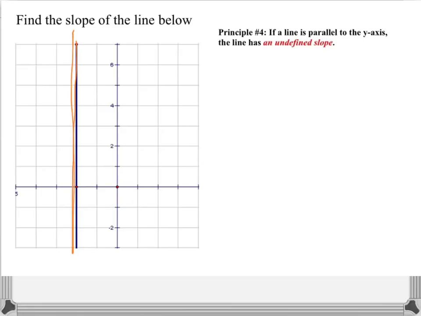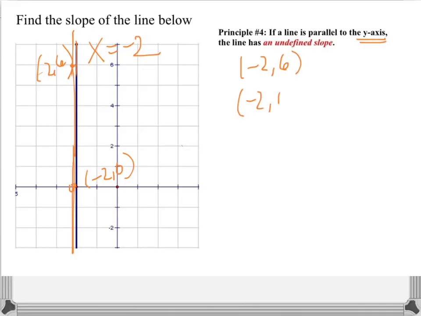The equation of this line is x is equal to negative 2. If you have a line that's parallel to the y-axis, and you try to find the slope of this line, let's take a couple of points here. Let's just take this point right here. This point is negative 2, 0, and let's take this point right here, which is negative 2, 6. Okay, and also it doesn't really matter which one is the leftmost point. I can sort of demonstrate what's happening here.